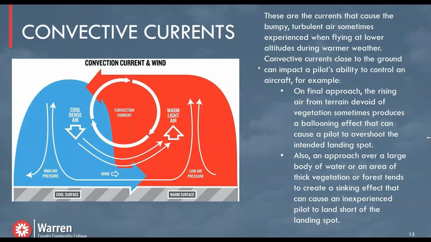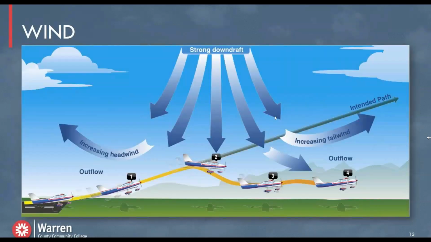So the air could be pushing the aircraft up a little bit, so you go past the landing spot. And so if you are on an approach over a large body of water or an area of thick vegetation or forest, this can create a sinking effect that can cause an inexperienced pilot to land short of the landing spot. So in other words, the air is pulling the aircraft to the ground. Get a little bit of a sense of this in terms of wind when we talk about downdrafts.